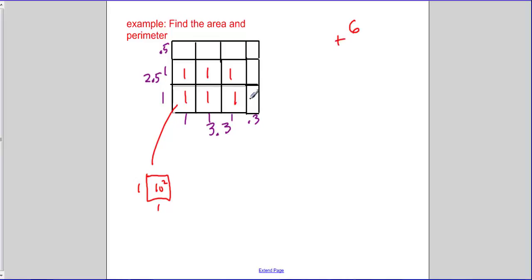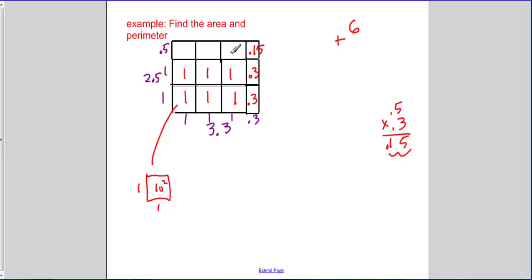Now this is 1 by 0.3, so this is a fraction of a square. This is 1 by 0.3, which is also a fraction of a square. And then this is 0.5 times 0.3, which is 0.15. So let's move the decimal point 2 places to the left. So this is 0.15, the area of that in terms of our unit square.